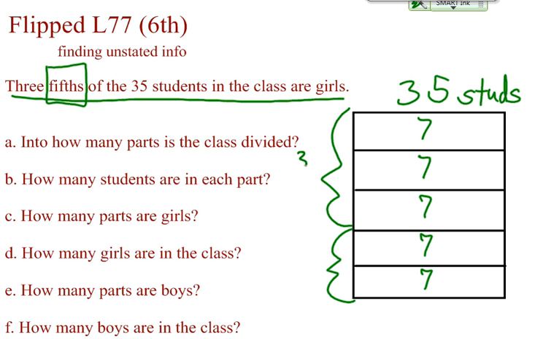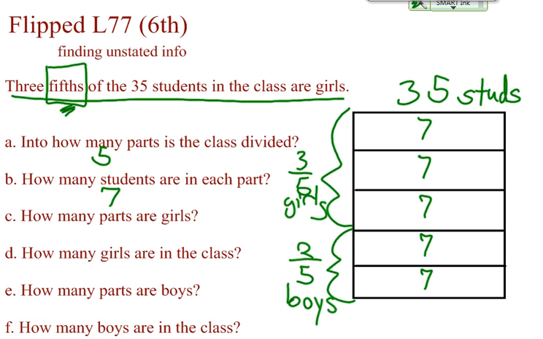This being the 3/5 being girls, where 2/5 are not girls. Hopefully that means they're boys. And now we can start answering our question. It says, into how many parts is the class divided? And we got that question answered. That's 5 parts. How many students are in each part? We can see by our table now that there are 7 students in each part.